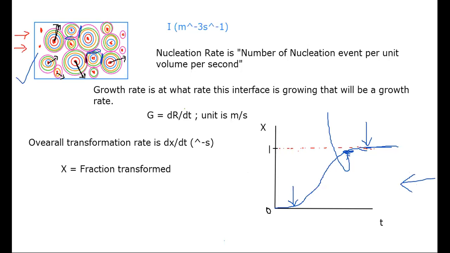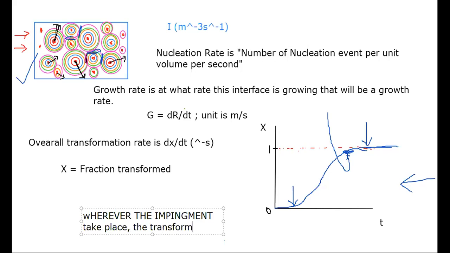So this is all about the growth transformation. Wherever the impingement takes place, the transformation will end. For better understanding, I will write the last sentence here: wherever the impingement takes place, the transformation will end. Shown in graph as well as figure.